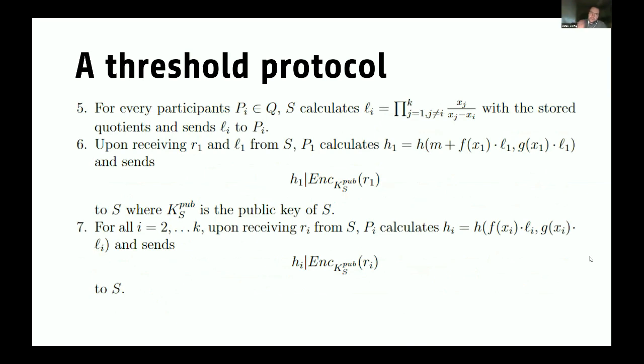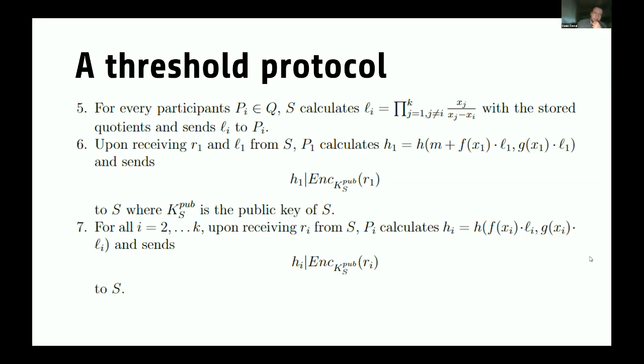Then every participant can now calculate these L sub i values, which is, as I said earlier, the product of xj over xj minus xi, and the server calculates these values and sends L sub i to P sub i.